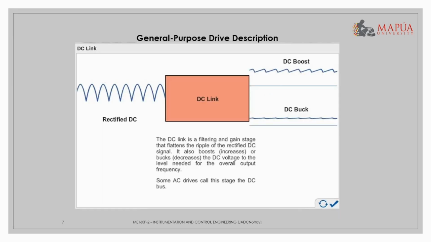DC link. The DC link is a filter and gain stage that flattens the ripple of the rectified DC signal. It also boosts or decreases the DC voltage to the level needed for the overall output frequency. Some AC drives call this stage the DC bus.